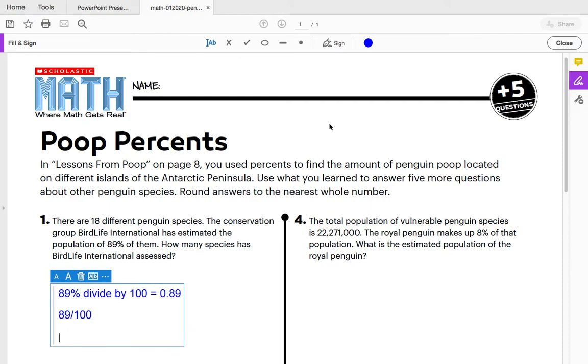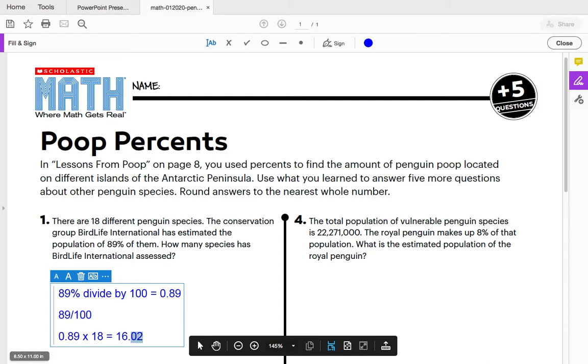All right, so now that we have our decimal, it's easier to calculate. So then we take our decimal, 0.89, and times it by our whole. So our whole is 18. And this will give us how many species we have. So if you punch that in the calculator, you get 16.02. Now, we're not going to deal with the decimal, so you can just remove the 0.02 and leave it as 16, because that's how many species we'd have.